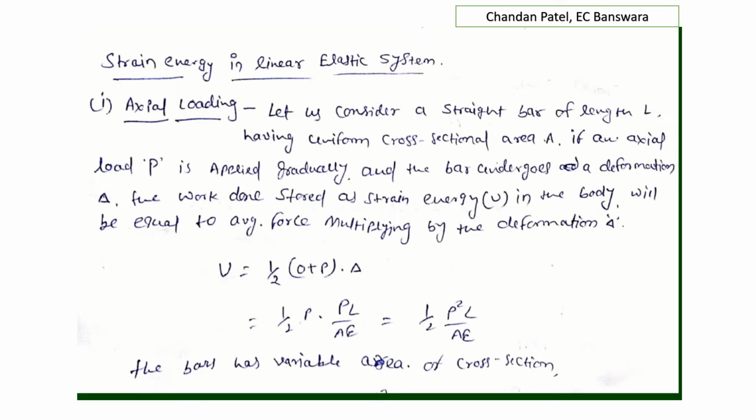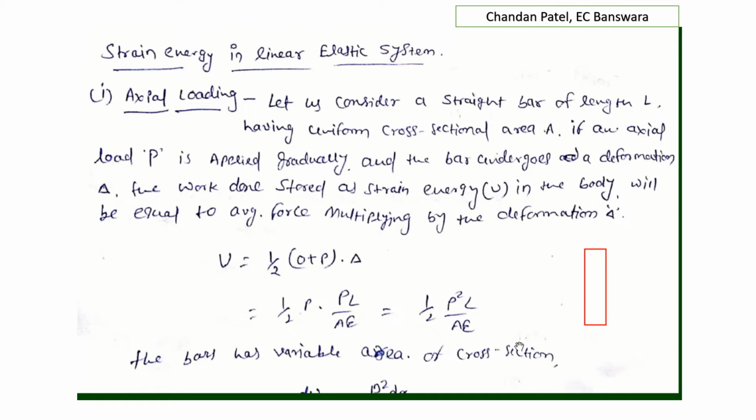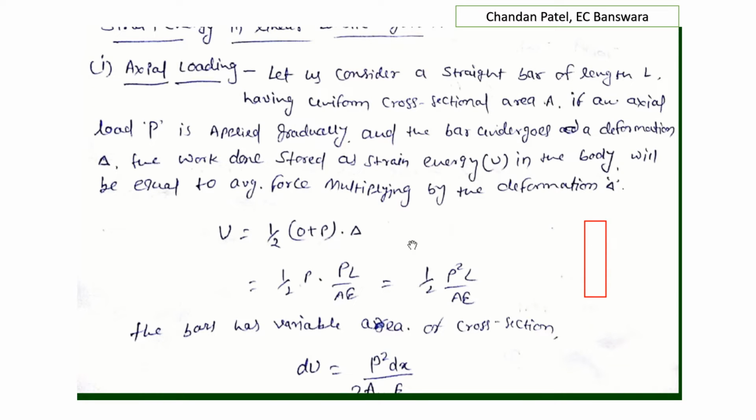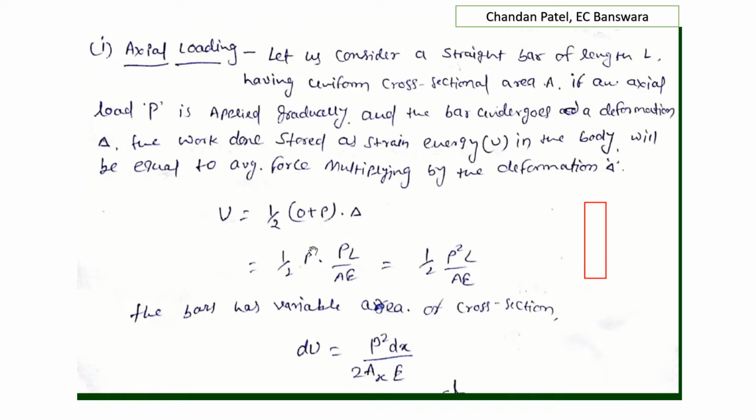Suppose there is a bar of length L and cross sectional area A, and it deforms by delta L. The work done is stored as strain energy U in the body, which is equal to the average force into delta, or the area under the load deformation diagram, which is called the strain energy.